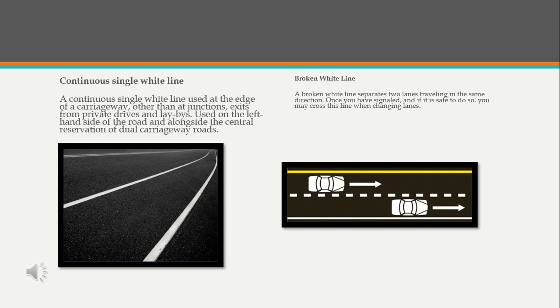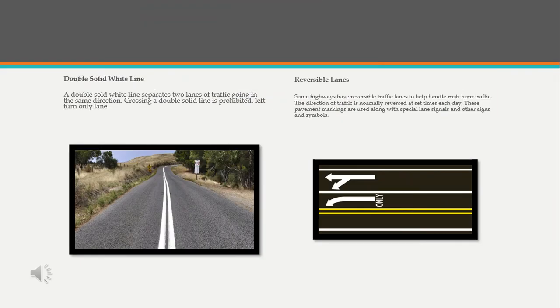Next is the broken white line. A broken white line separates two lanes traveling in the same direction. Once you have signaled, and if it's safe to do so, you may cross this line when changing lanes. Double solid white line. A double solid white line separates two lanes of traffic going in the same direction. Crossing a double solid line is prohibited.